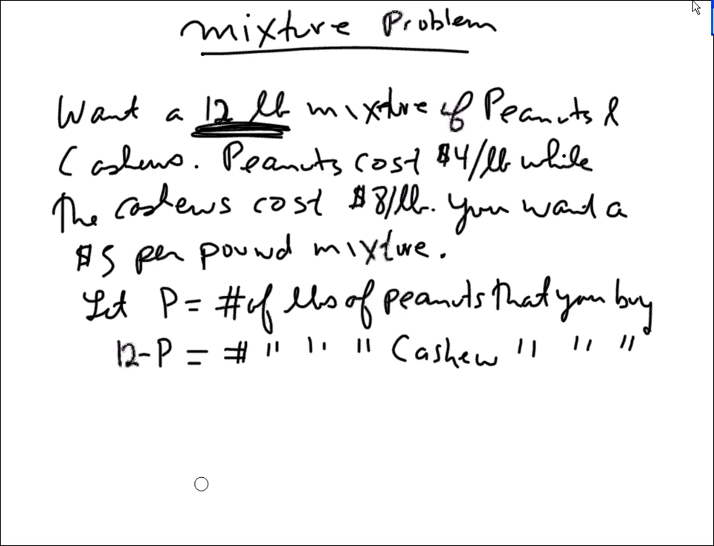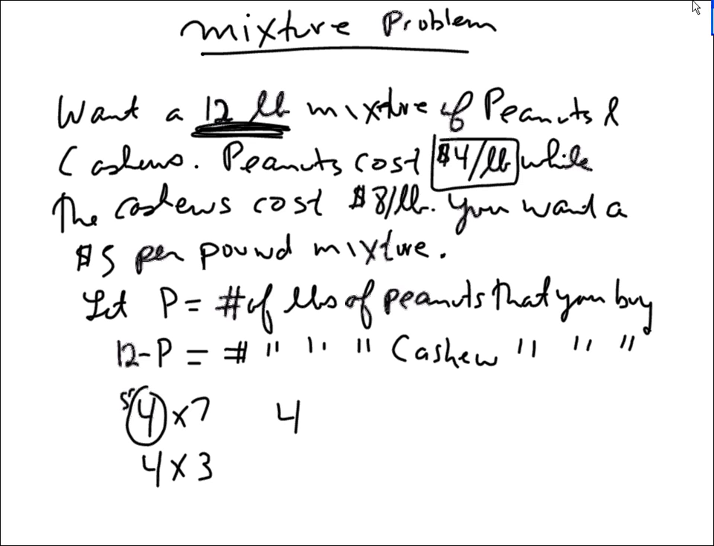Now here's the pattern that's going to keep coming up. The price for peanuts is $4 a pound. So how do you figure out what 7 pounds cost? You multiply 4 by 7. How do you figure out what 3 pounds cost? You multiply 4 times 3. How much would 11 pounds of peanuts be? Multiply 4 times 11. What would be the cost of P pounds of peanuts? 4 times P.